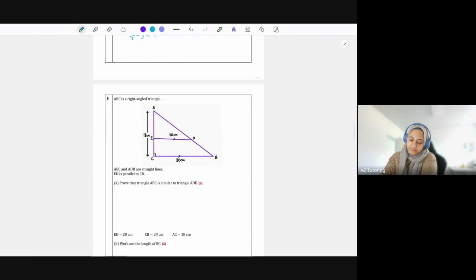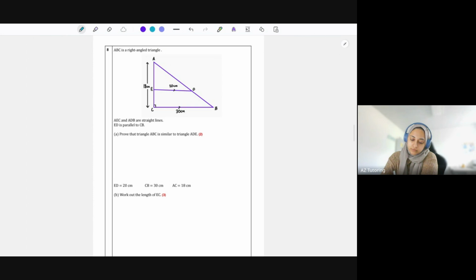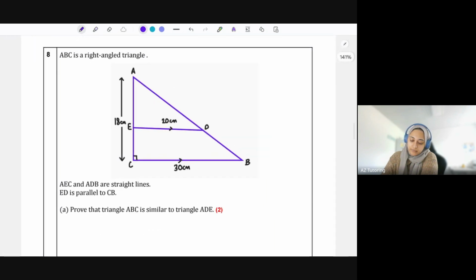Okay, moving on. Question 8. Okay, ABC is a right angle triangle, which I can see here. So ABC is just that. That's a right angle triangle. Cool. AEC and ADB are straight lines, so it's saying them two are straight lines. Okay. ED is parallel to CB, which I can see with the arrow. These two are parallel to each other.